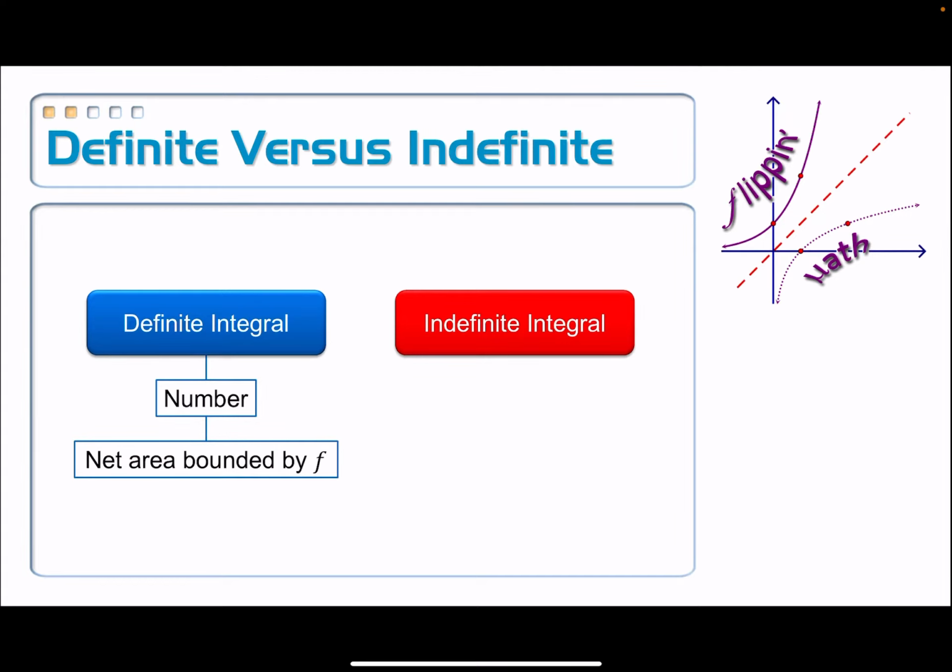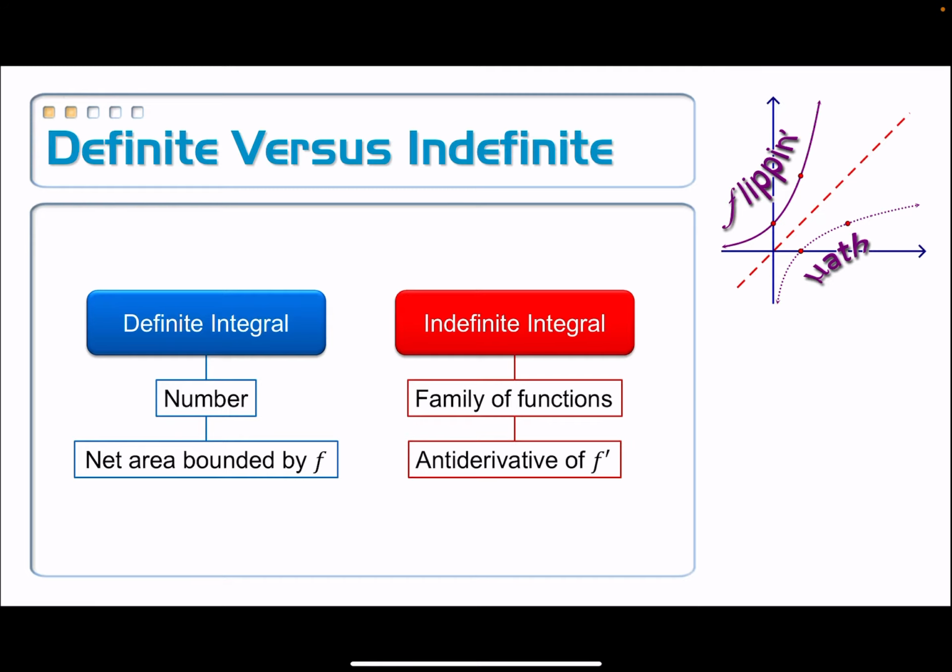Indefinite integral, whenever I solve it, I'm going to get a family of functions. Not just one function, but an infinite number because we're going to add that little plus c at the end. And it represents the general antiderivative of your function. And not only that, they're linked by the fact that in order to find the number over here on this definite integral, you must first find the antiderivative of your function.